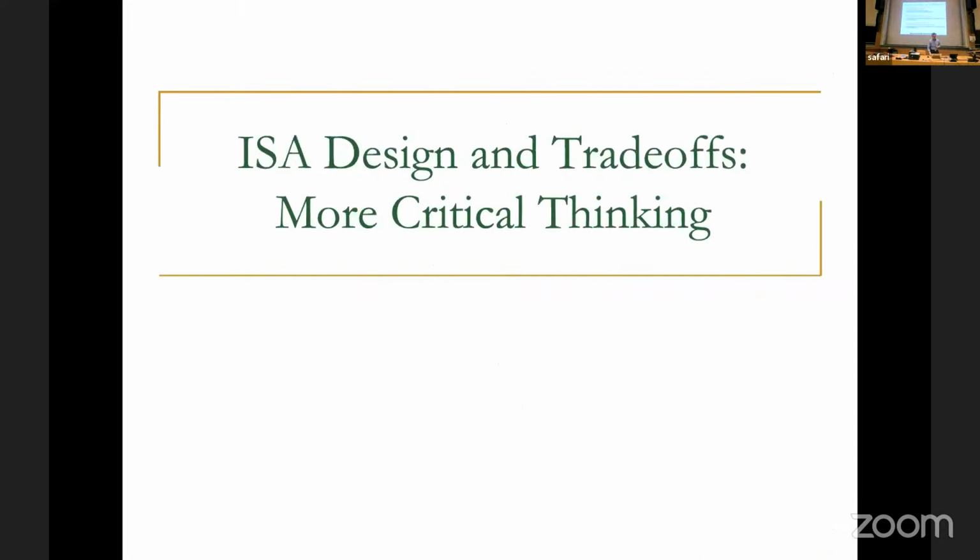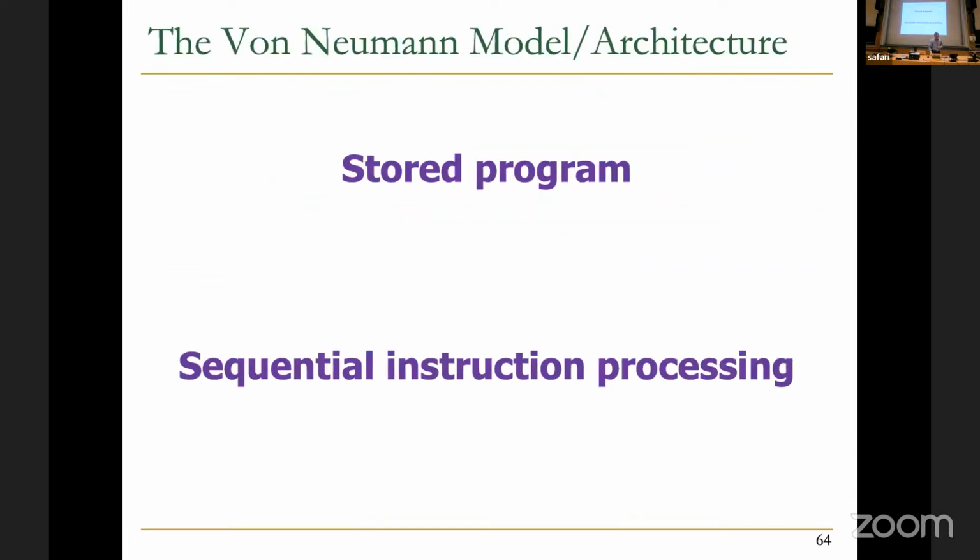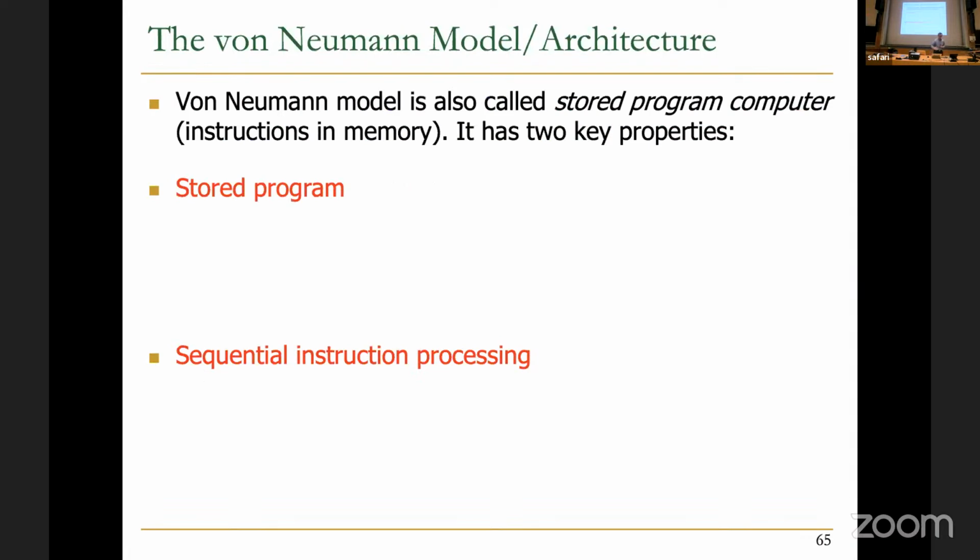Okay. So this is where we stopped some number of minutes ago. So let's go back. Let's revisit some concepts that we've discussed. So von Neumann model, we said it's been very successful, and these are the two hallmark concepts of the von Neumann model: stored program, sequential instruction processing. Right? And we've already discussed this.